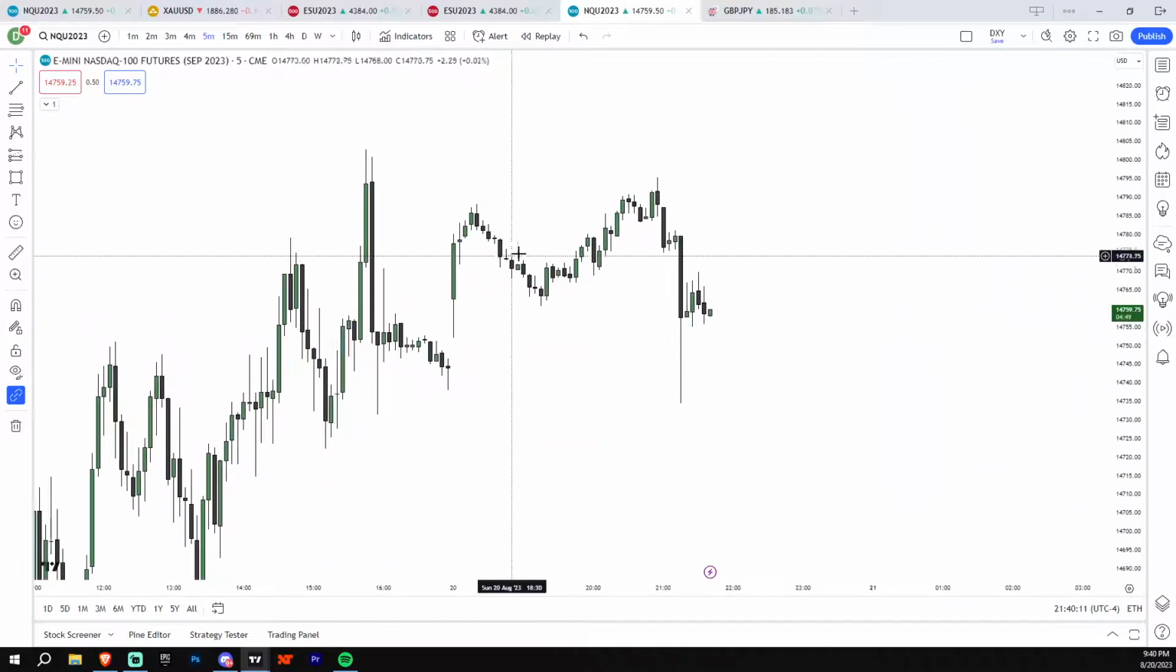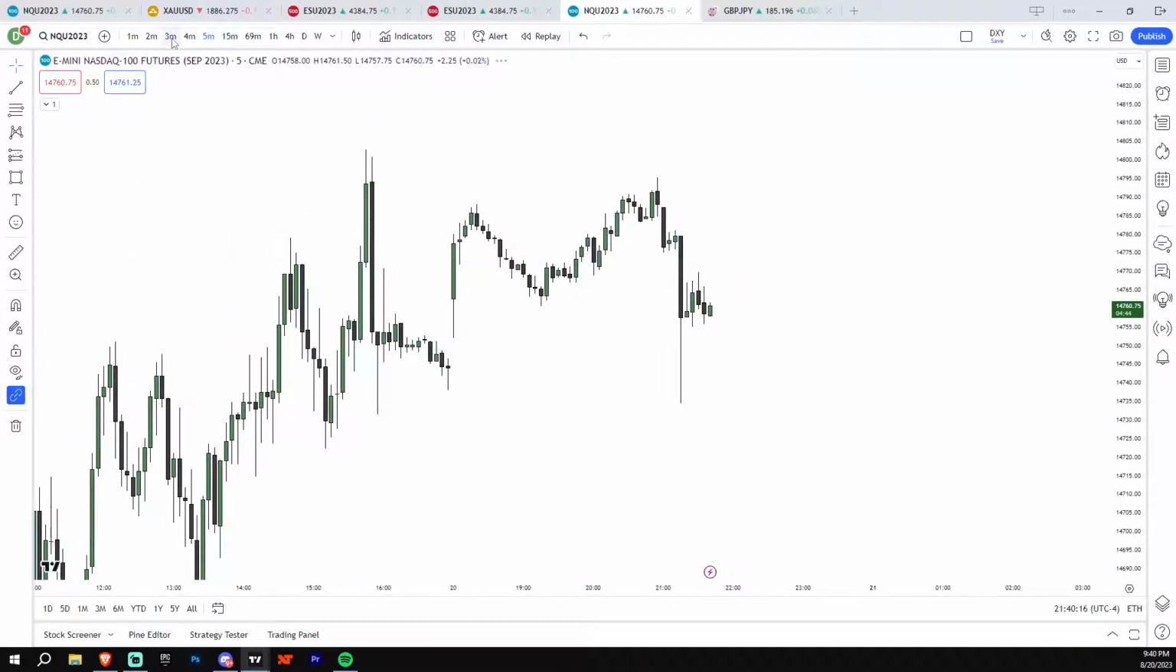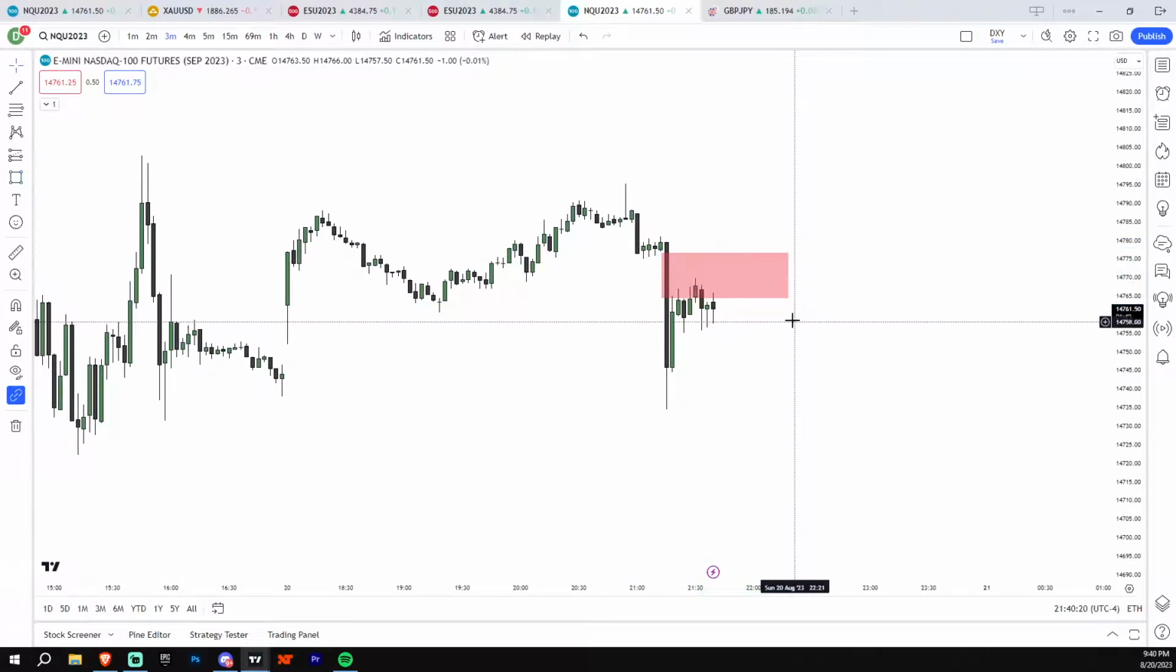So in this situation, let's go back to the ICT basics. Would we be looking to short this for a 2022 model?